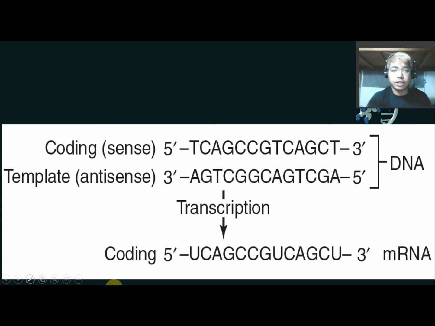So, as you can observe here, when it comes to the coding strand on the DNA, there's the presence of thymine. Then the template strand of the DNA possesses its complement, which is adenine. Then when transcription happens, that adenine would be complementary with uracil, okay? And if we compare the coding strand of the mRNA and the coding strand of the DNA, they are the same except for the presence of thymine for the DNA and uracil for the mRNA.